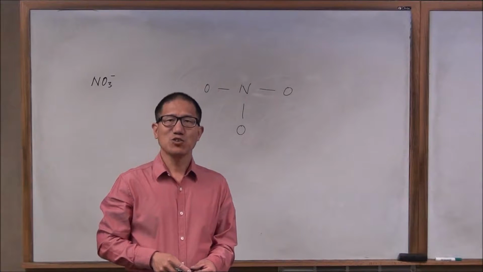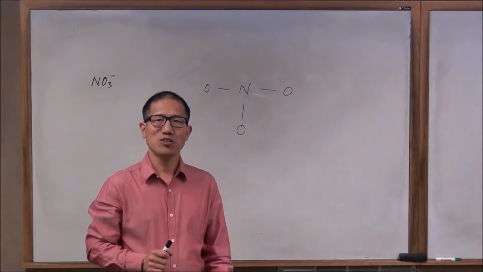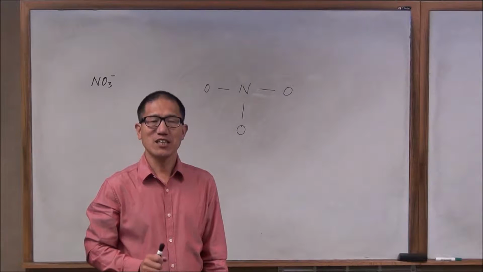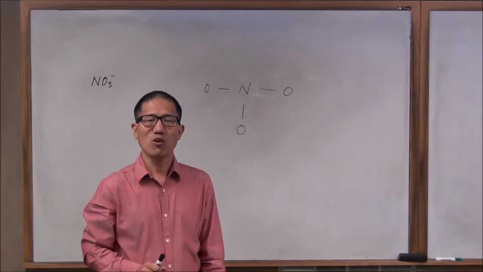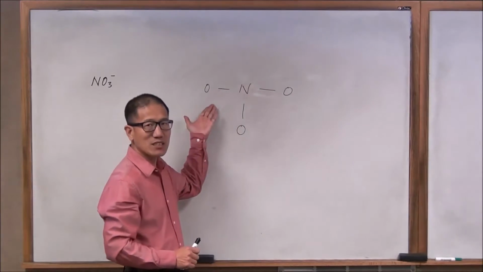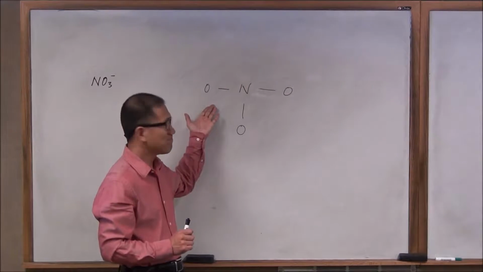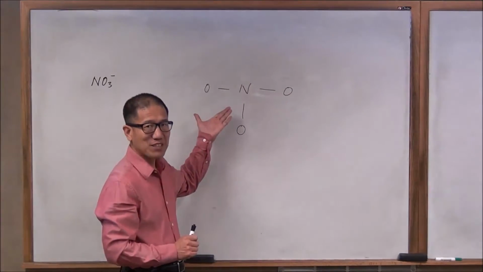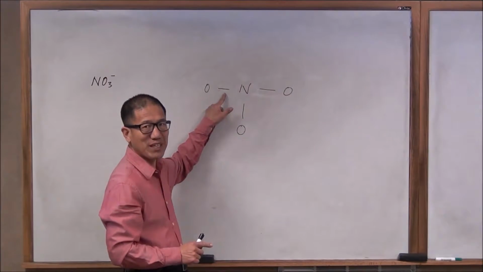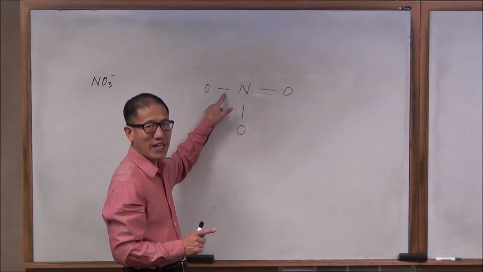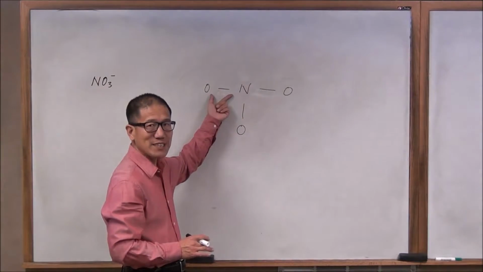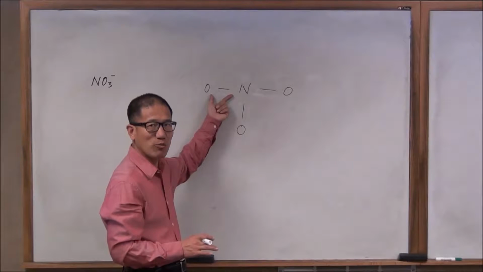Generally, if you are asked to write down the Lewis structure, you have to be told the connections between all atoms. Generally, this will be given in the form of what we call a skeleton structure. This is a skeleton structure for nitrate ion. I want to emphasize, in the skeleton structure, the line does not mean a single bond. Let me emphasize again. In the skeleton structure, a line does not mean a single bond.